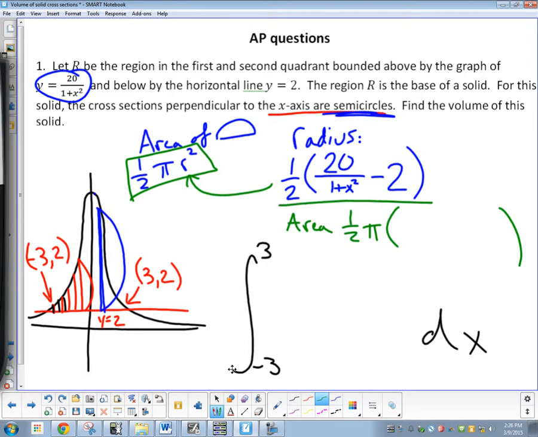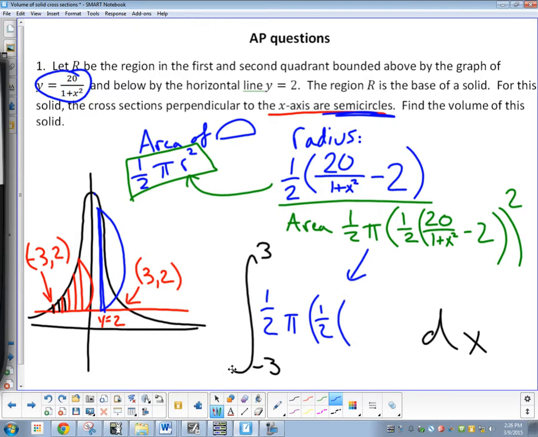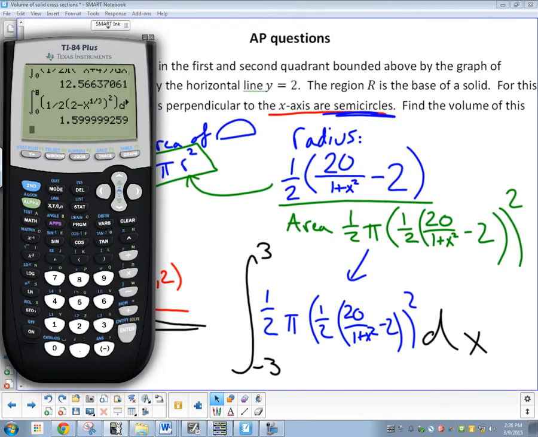Well, this is my radius. 1/2 times 20 over 1 plus x squared minus 2. And that's squared. That's what I'm typing in right here. So 1/2 pi, 1/2 20 over 1 plus x squared minus 2 squared. When I type this into my calculator, that's the hardest part about this problem, is typing that mess into my calculator, Math 9. I'm going from -3 to 3.